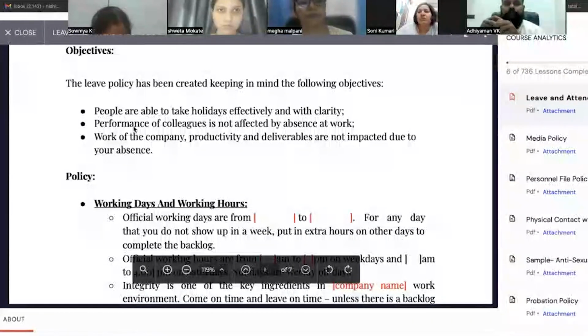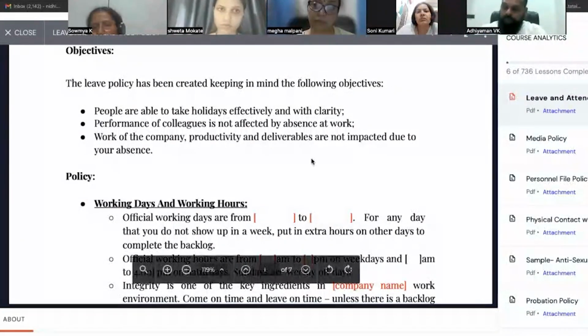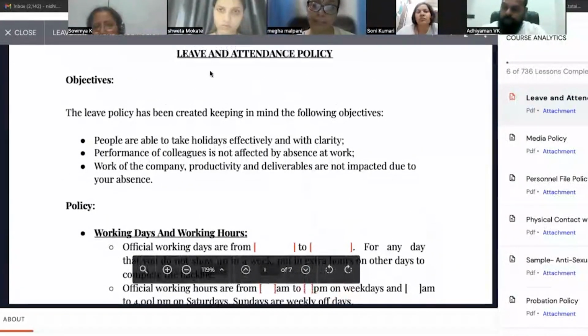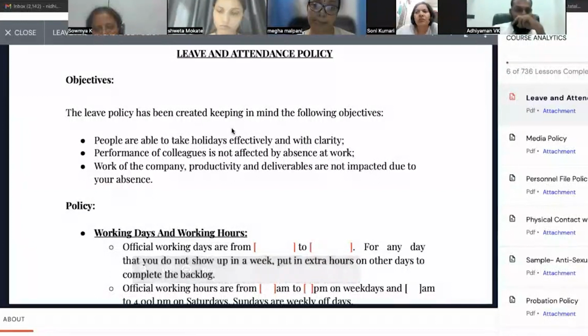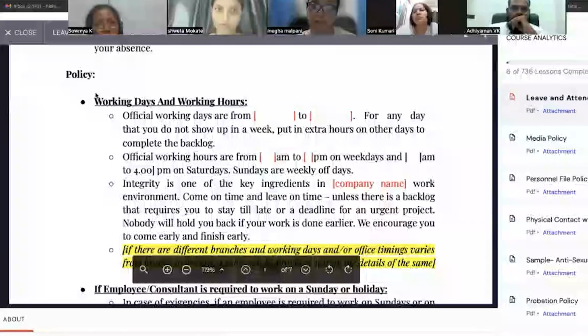Performance of colleagues is not affected by absence in work, right? So if you are following the policy, of course there will be a backup arranged, or some project would be delayed because of your absence, so nothing gets affected in the company, right? And deliverables, of course, are not impacted. So lay down clear objectives of why this specific policy is being made, to make the employees understand the purpose of that policy. After that, you can just simply give the policy.